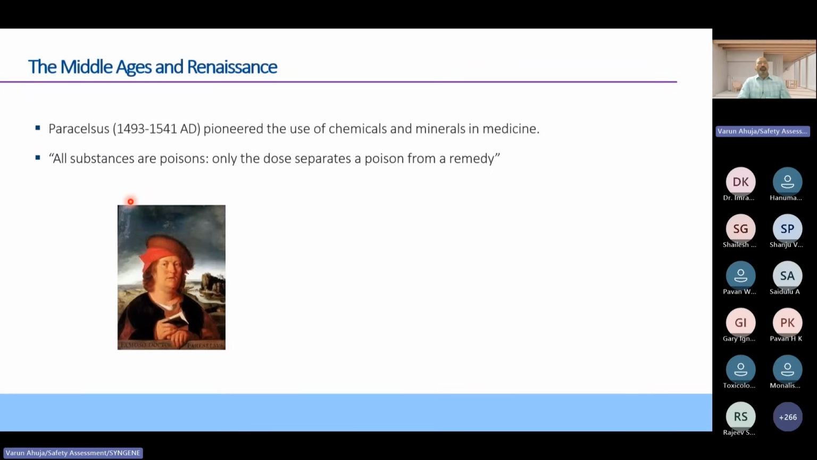Then you all know Paracelsus. Around the time of 1400 to 1500 AD, he pioneered the use of chemicals and minerals in medicine. And his quote, as you all know, is: all substances are poison; only the dose separates a poison from a remedy. So what we call dose dependence today.